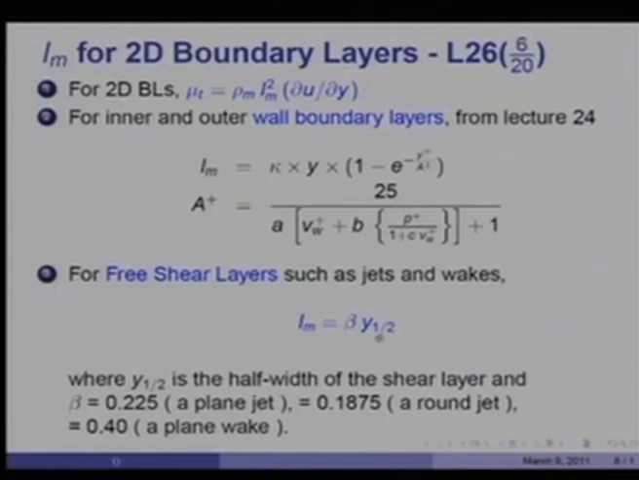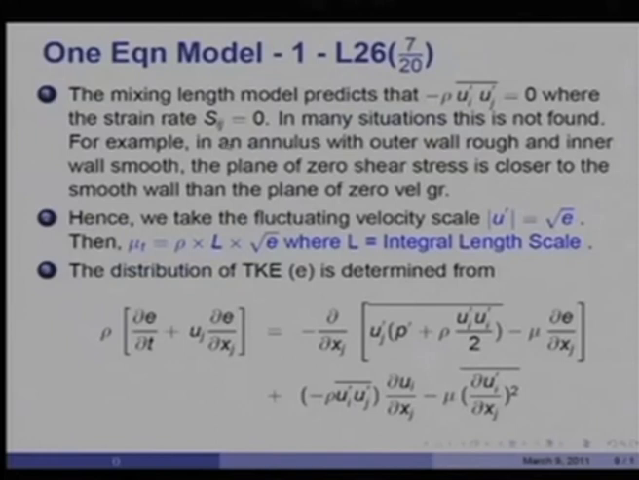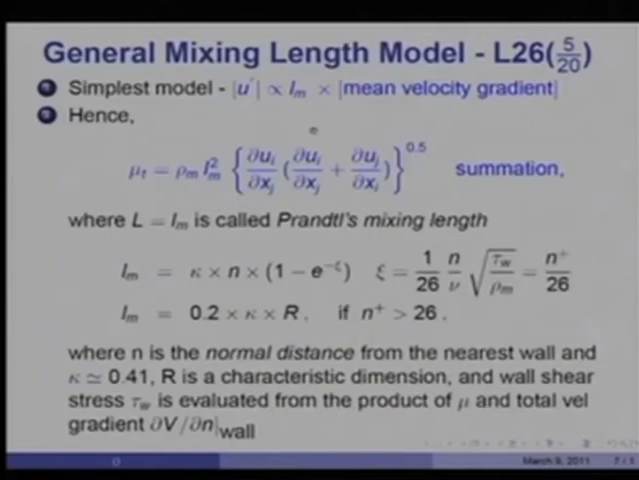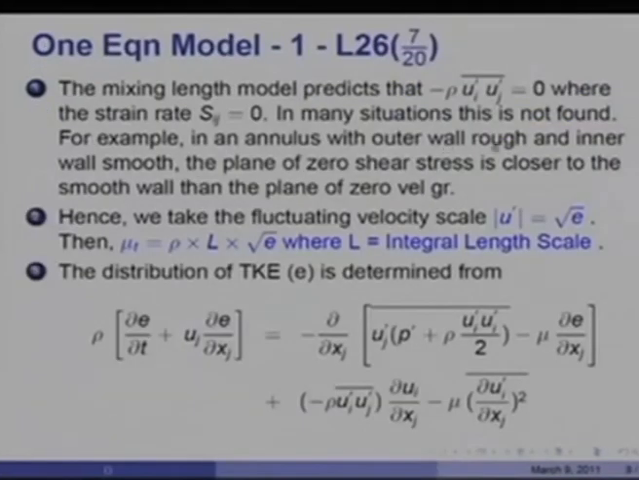Remember, there is no presence of a wall in a free shear layer, and therefore, there is no notion of a y plus. So, with this prescription, L m is now available, and therefore, the equations can be solved as I said earlier. The mixing length model unfortunately predicts that rho ui prime uj prime will be 0 where the strain rate Sij will be 0. As you can appreciate from this figure, if the mean strain rate was 0 at any point, mu t would automatically be 0. In many situations, this is not found to be the case.